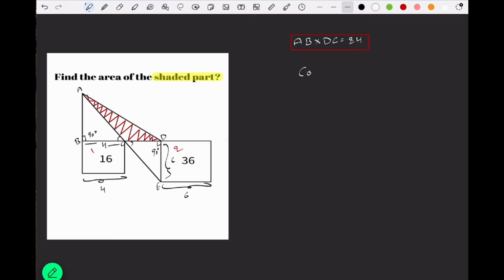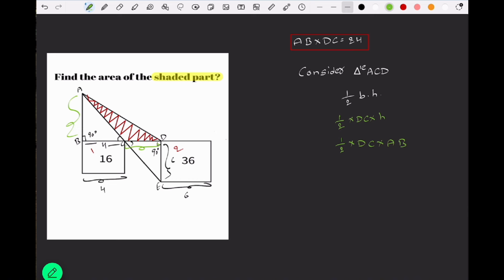Now consider the triangle ACD. The formula for the area of a triangle is half times base times height, right? Here we can consider DC as the base of this triangle. Here I am marking it in green color, DC. So half times DC times height. Now we have to figure out the height. Can I consider the part AB as the height of the triangle ACD, right? So I am writing AB in place of H. So half times DC times AB.